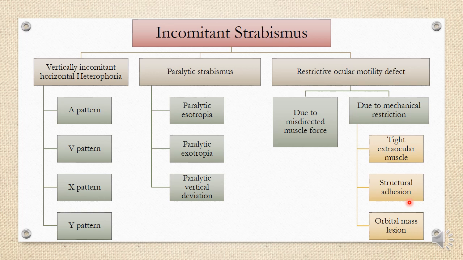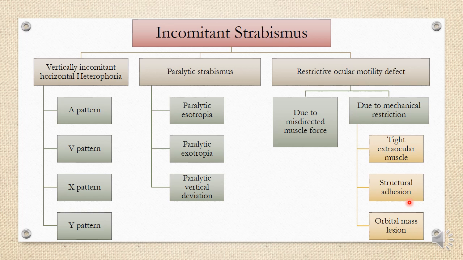So what happens is, for example, Duane's retraction syndrome, that is one of the examples. In tight extraocular muscle you can have thyroid ophthalmopathy, or it could be an entrapped inferior rectus. What happens when there is an injury to your orbit? If the floor is damaged very badly, as in a blowout fracture, your inferior rectus can get entrapped in that fracture, and that could lead to restriction, or it could be strabismus fixus.